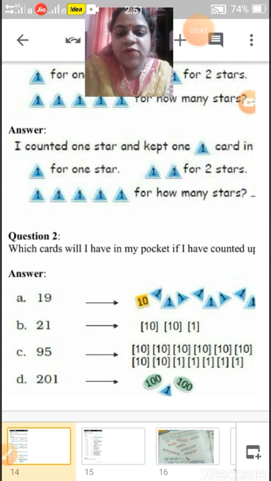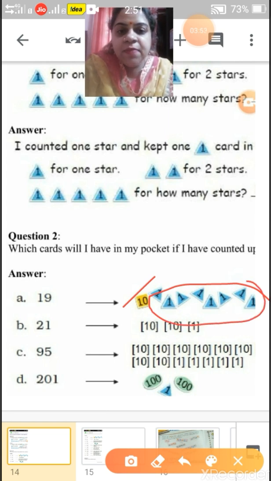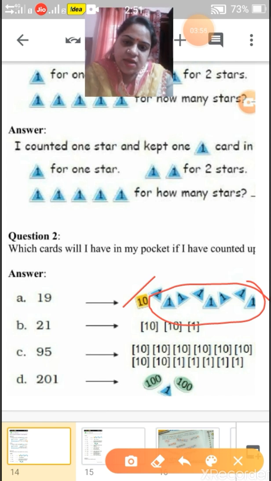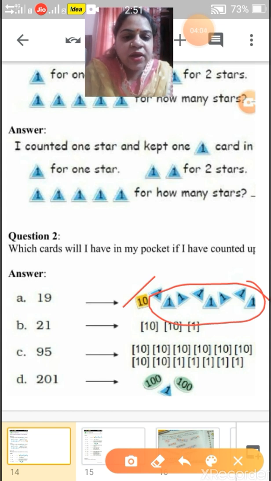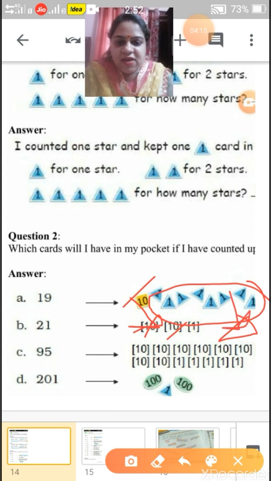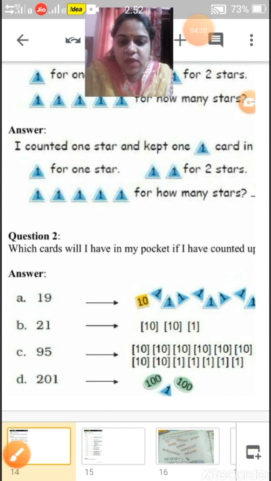So for 10 he will use this, okay, and for up to 9 he will use these type of cards. So 10 plus 9 is equal to 19. Okay children. Now next 21. For example 21, 10 of these he was using, and 1 we will use this one. So 20 plus 1 is equal to 21. Okay children.